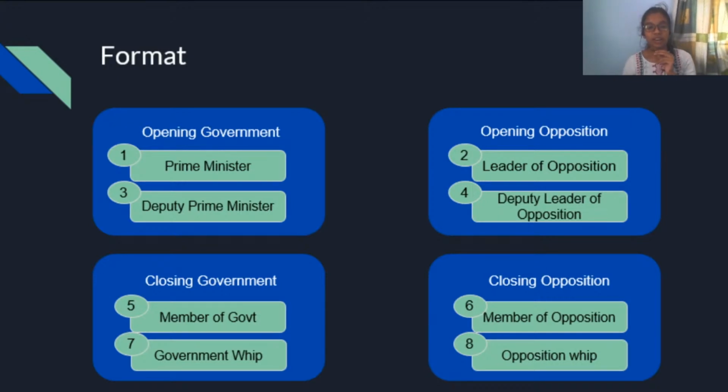Next, the closing half will be started by the member of government belonging to the closing government. Next to the government, sorry, the member of opposition. And at the end, we have whips from both the closing sides to summarize the speeches. So this is basically the format of any debate room and the order by which the speeches will go on. So now we'll be looking into detail of the roles of each and every speaker from every bench. So can we move on to the next slide?